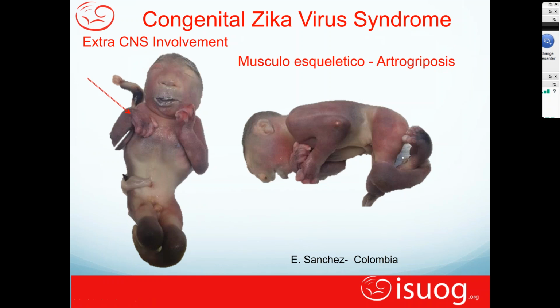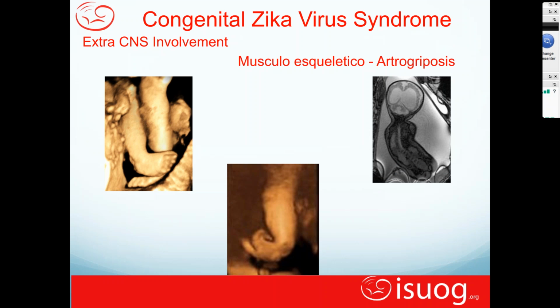Here are more musculoskeletal changes, arthrogryposis. This is a case from Colombia. We've shown some of these examples before, so we won't spend a lot of time. Here's another set of examples as well.